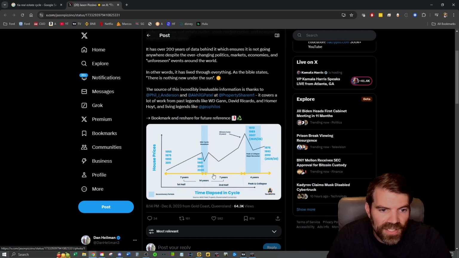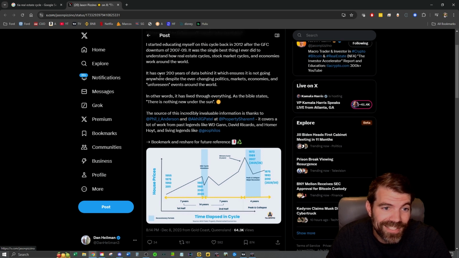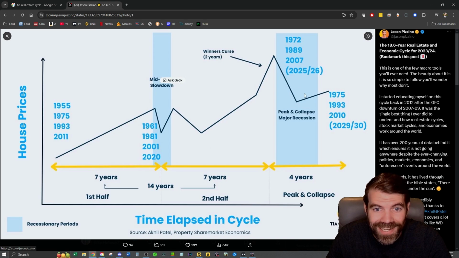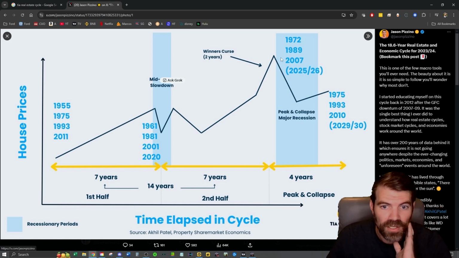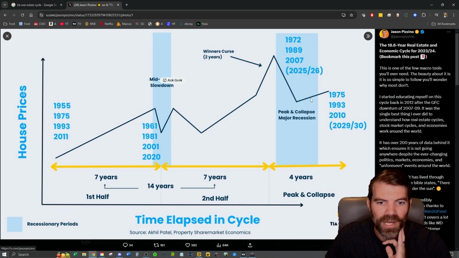But this is kind of what has been tested for a long time. 200 years of data, you can see here. 200 years behind it, and you can see the years that this starts. You have a mid-year cycle. You have the winner's curse phase, which is where we're at right now. And then you can see peak and collapse, major recession. So this should start 2025 or 2026, and then basically come down, and it's saying that 2029, 2030, maybe that's somewhere near the bottom, okay?